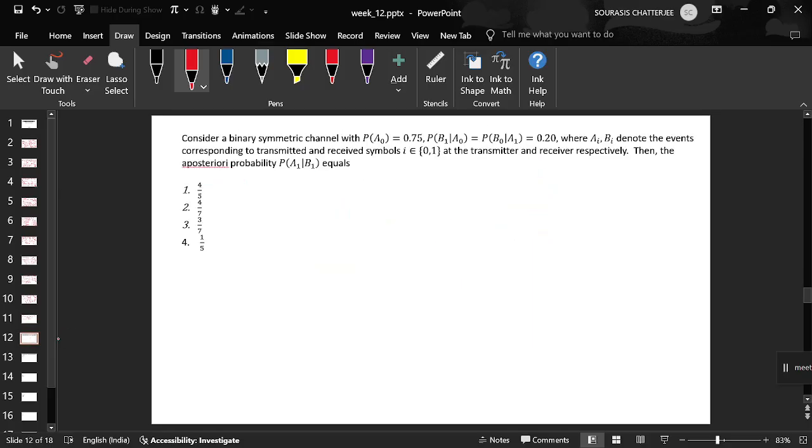That is again kind of a refresher slide about a binary symmetric channel, and these are the best kind of questions to understand the relationship between the prior probability, likelihood, and a posteriori, which are very fundamental in the receiver design particularly.